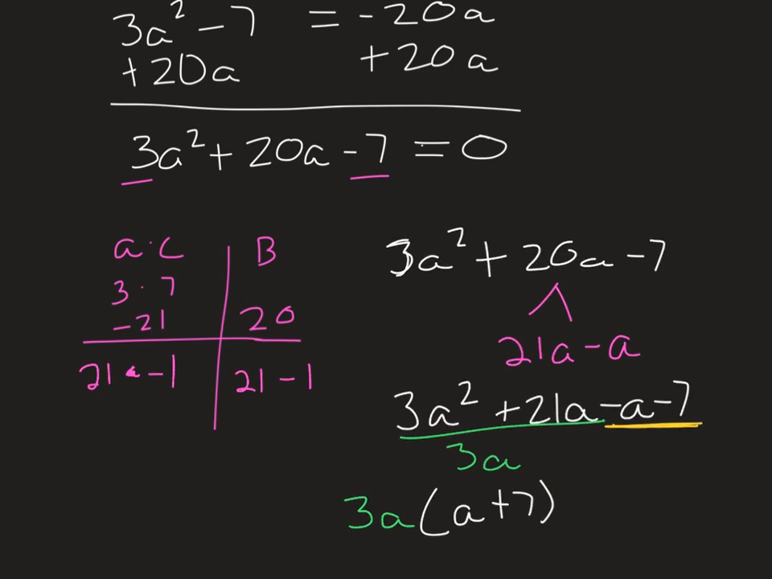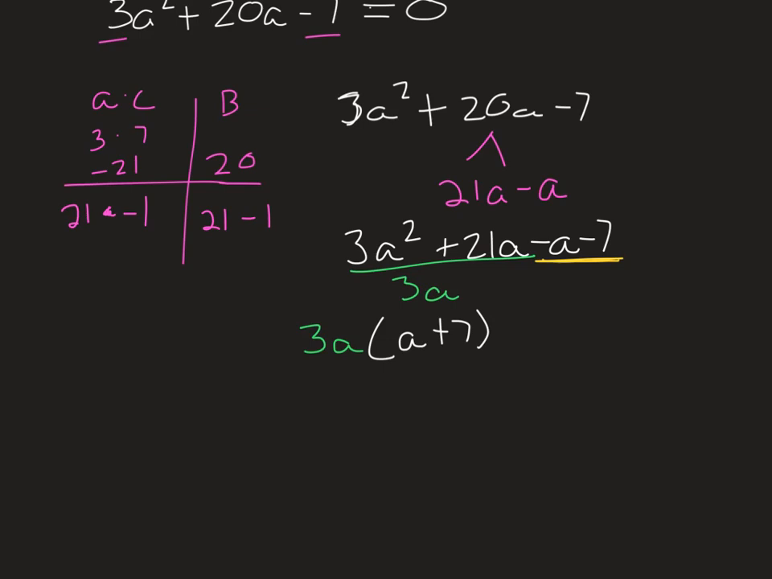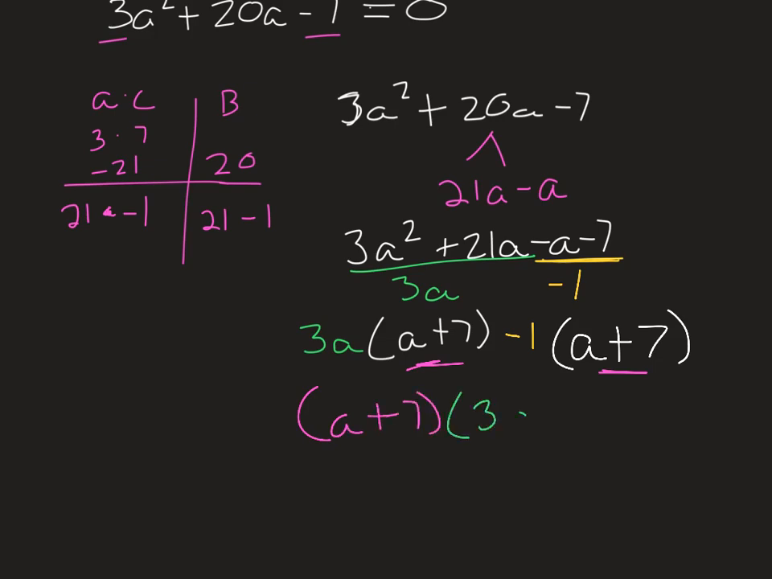And if I look here, I can see that I can factor out a negative 1. And if I factor out a negative 1, I have an a plus 7. So I know I'm on the right track because these two binomials end up being the same. So I'm going to factor that out, a plus 7, and then the 3a minus 1 goes into the parentheses. So now I've got it factored.